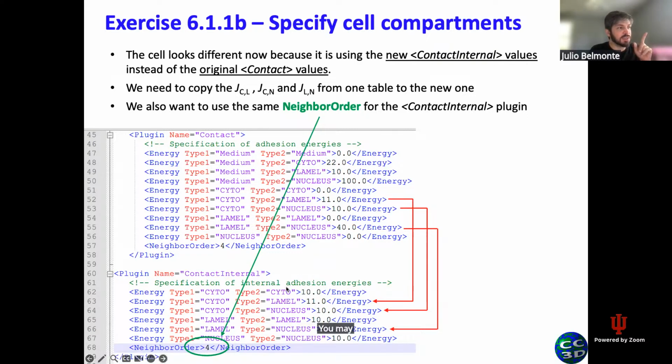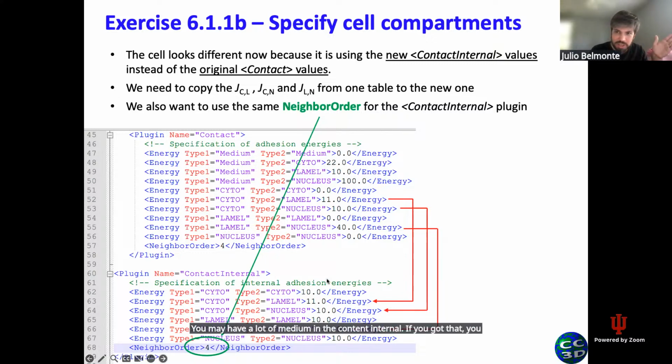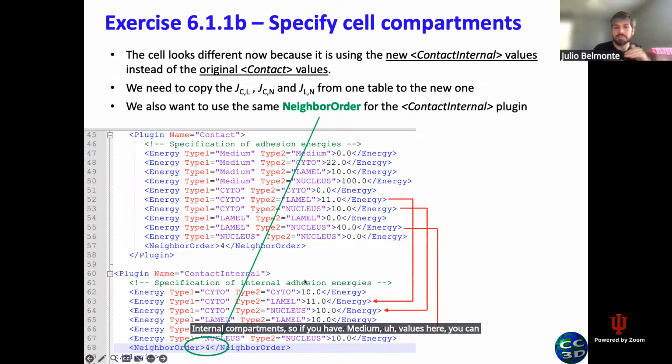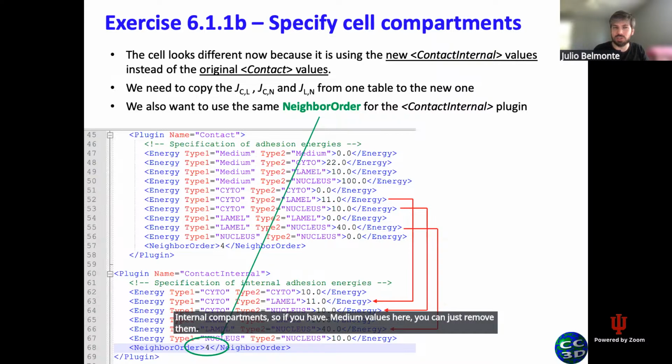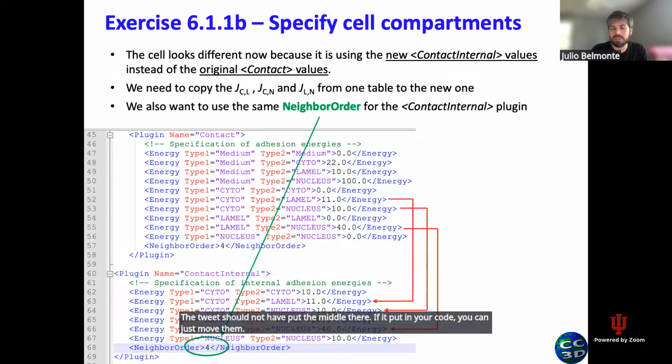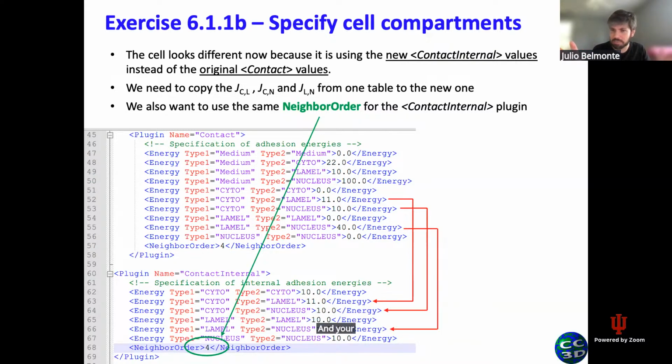You may have a lot of medium in the ContactInternal. If you got that, you can just remove them because the medium can never be among the internal compartments. So if you have medium values here, you can just remove them. The 3D should not have put the medium there. If it put them in your code, you can just remove them and your code is going to look simpler. So yes, remove the medium.